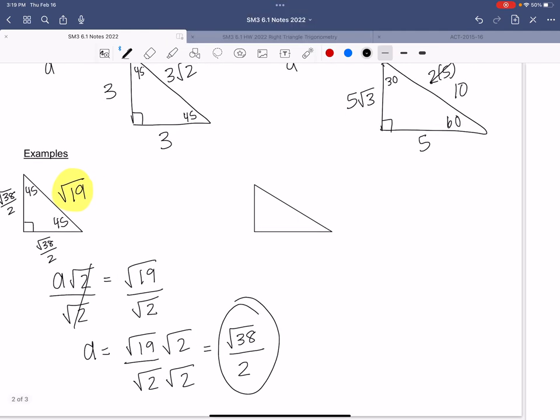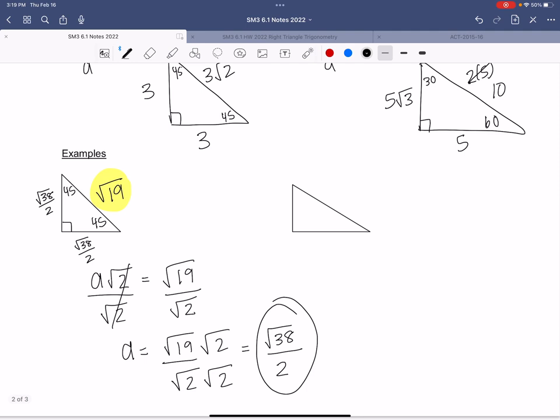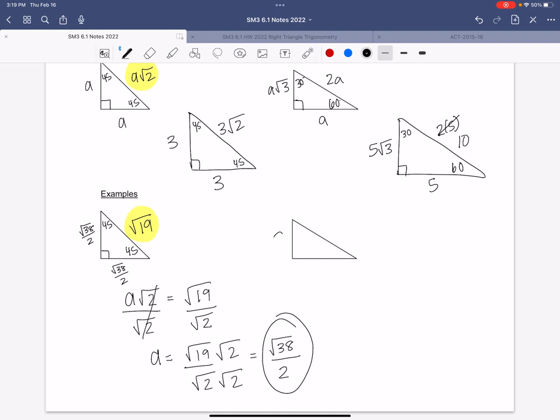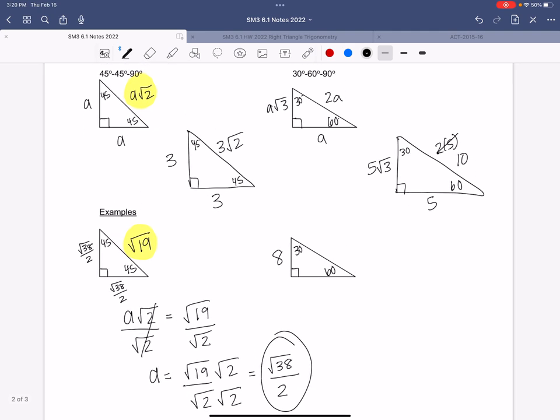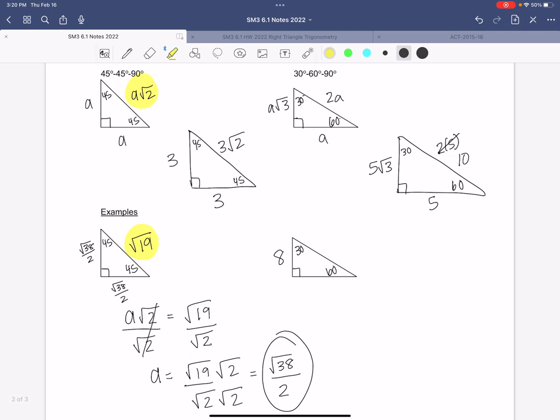Okay, this one over here, I'm going to give you this side. This is equal to 8, and this is a 30, 60, 90 triangle. So if you look up here, I gave you this side. A square roots of 3 is equal to 8, which I don't know what A is. I'm going to do A square roots of 3 is equal to 8, and I'm going to solve for A. I'll divide both sides by square root of 3. I'll get A equals 8 over square root of 3.